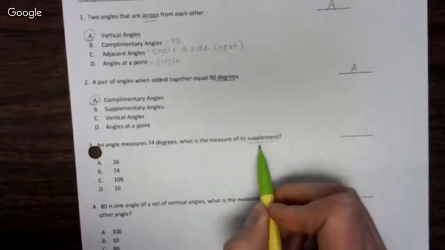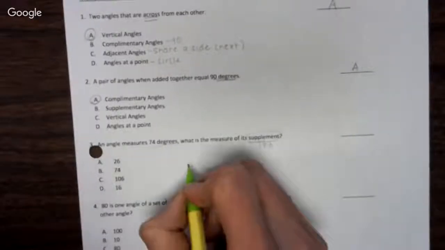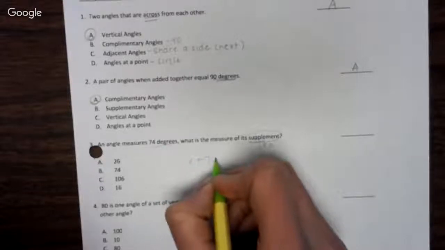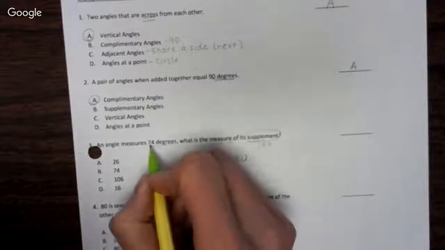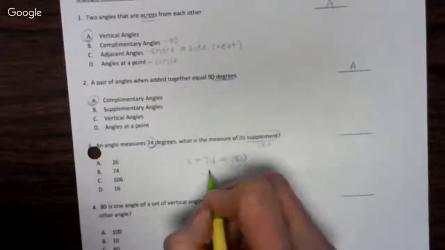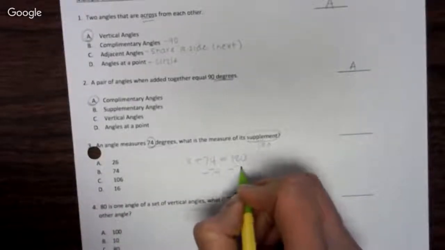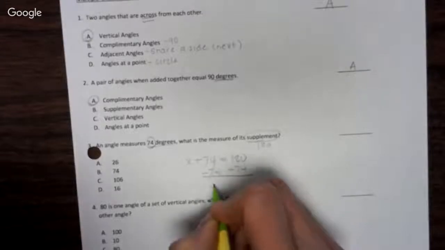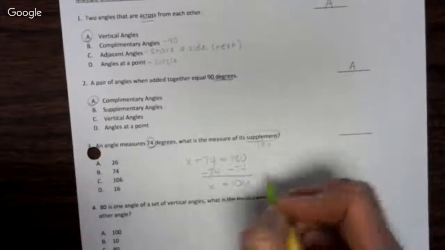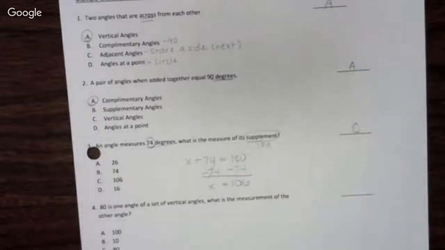All right, an angle that's 74 degrees, what's the supplement? Supplement means they add up to 180. So x plus 74 is equal to 180. This x that we don't know plus the 74 is equal to 180. So if I subtract from both sides, I get x is equal to 106, choice C.